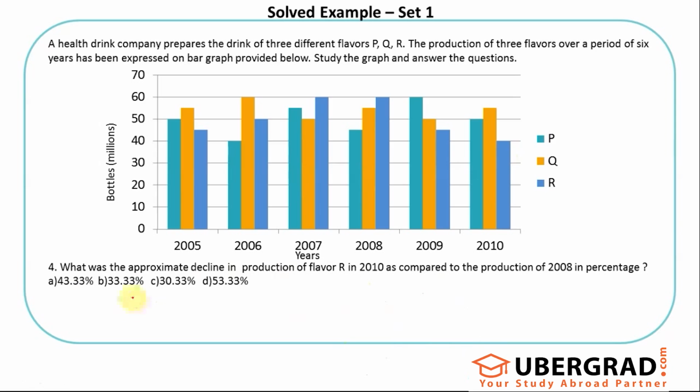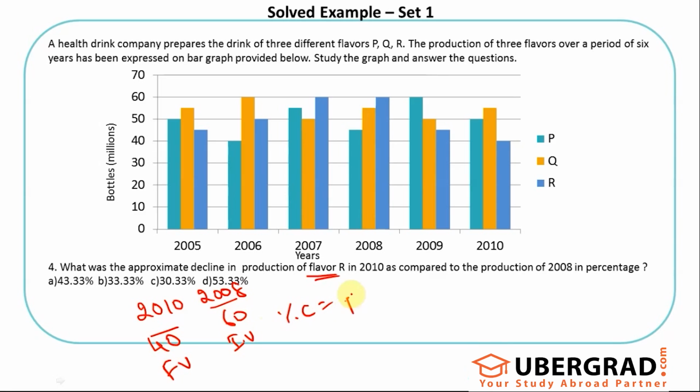Okay, the options for the last question are at least changed. The last question: what was the approximate decline in production of flavor R in 2010 as compared to the production of 2008 in percentage? So it's basically asking us to find the percentage change. What is my initial value and what is my final value? There are two values, 2010 and 2008. They are asking the decline in production in 2010 as compared to the production of 2008. So 2008 is my initial value, my base value. As compared to 2008, how much of a change are we seeing in 2010? That's my final value. Flavor R is the dark blue. In 2010, the value is 40. In 2008, it is 60.